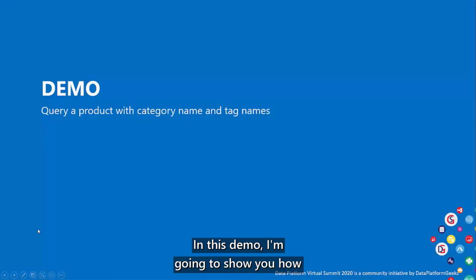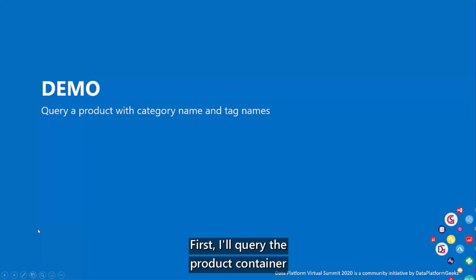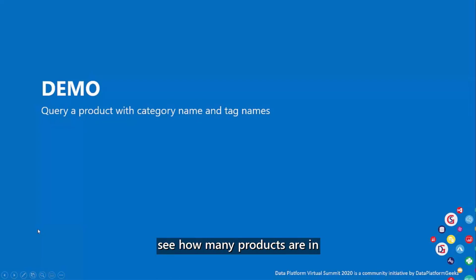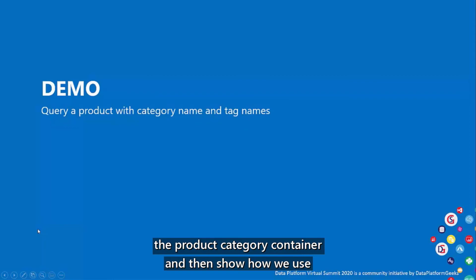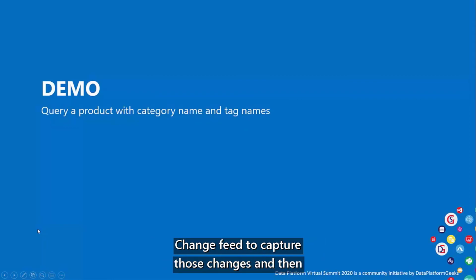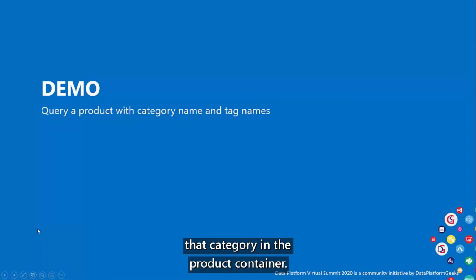So in this demo, I'm going to show you how to use change feed to do this. First, I'll query the product container for a specific category, and we'll see how many products are in that category that need to get updated. I'll then update that category's name in the product category container, and then show how we use change feed to capture those changes and then propagate them to every product for that category in the product container.